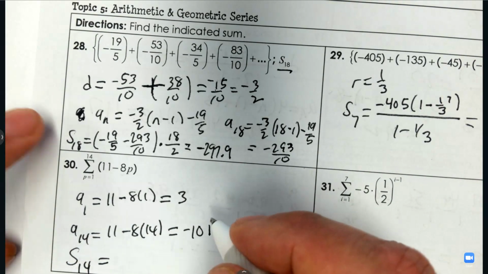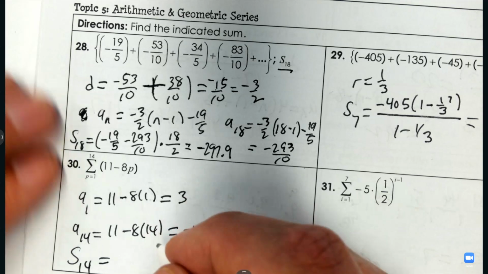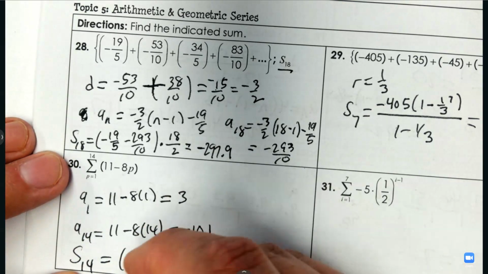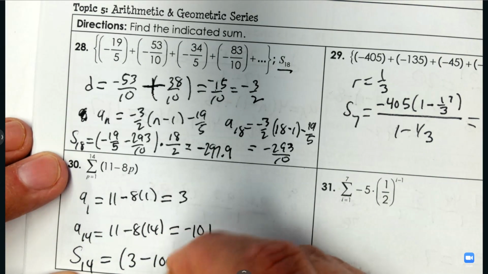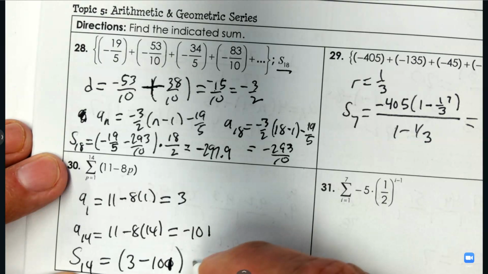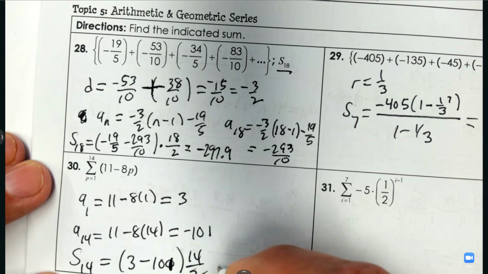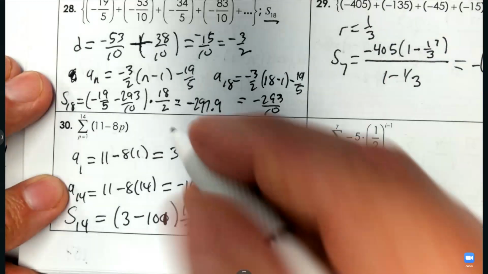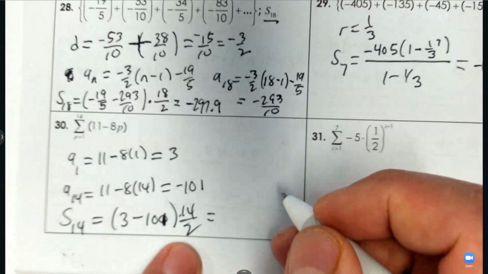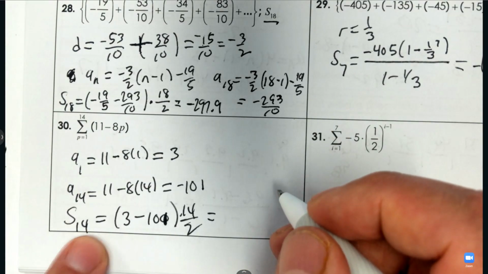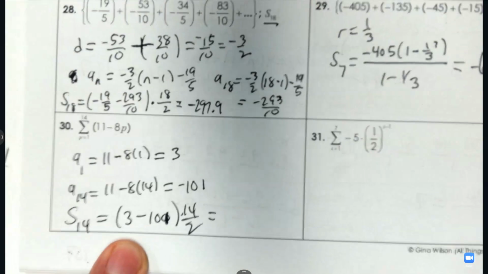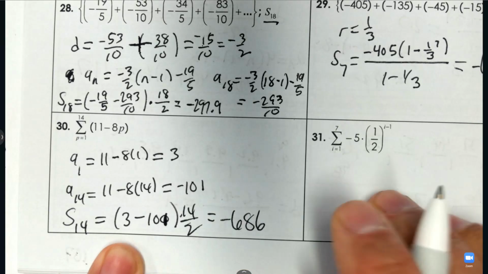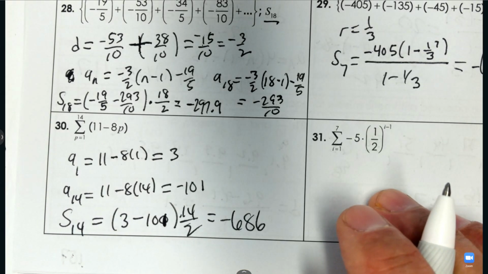So there's 14 numbers from 1 to 14. So we take the first and the last and combine them together, negative 101. And then how many do I have? Divided by 2. This could also be in front, 14 divided by 2, and then that. And then put it in the calculator, and you get negative 686.